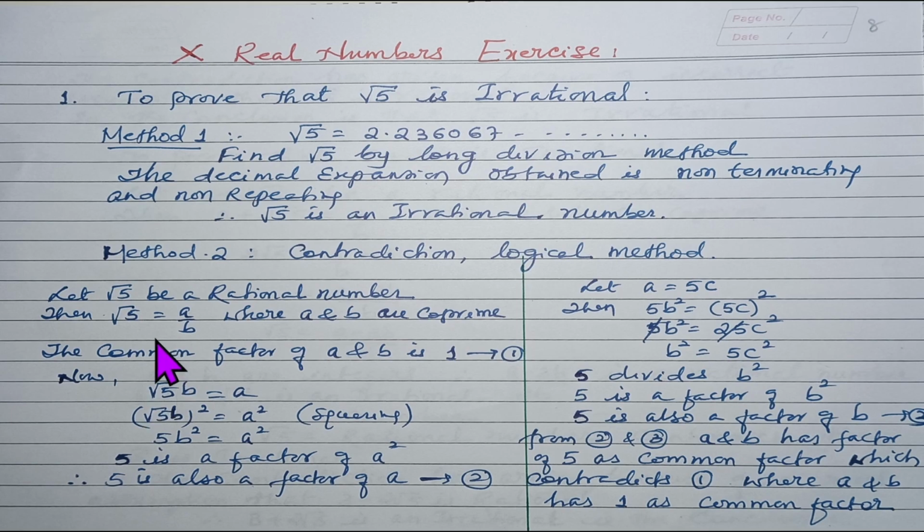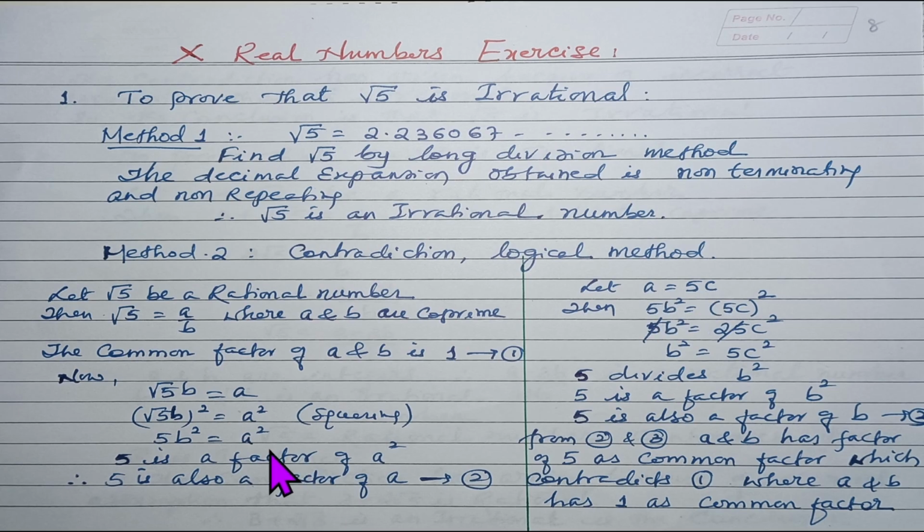Now what we do, take root 5 upon 1 equal to a by b and cross multiply it. It becomes root 5 b is equal to a. Square it. We get root 5 b whole raised to square is equal to a square, or 5b square is equal to a square. Now it is very clear that a square is divisible by 5, or 5 is a factor of a square. If 5 is a factor of a square, then definitely 5 is also a factor of a. Now once 5 is a factor of a, it is possible that a is a multiple of 5. Therefore let us take a as 5c.